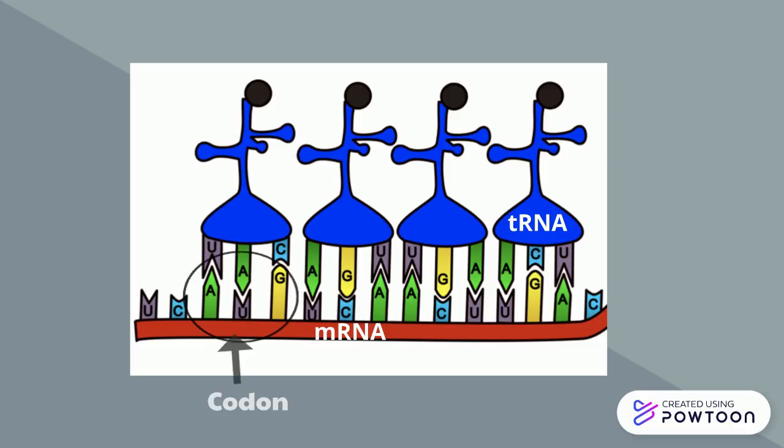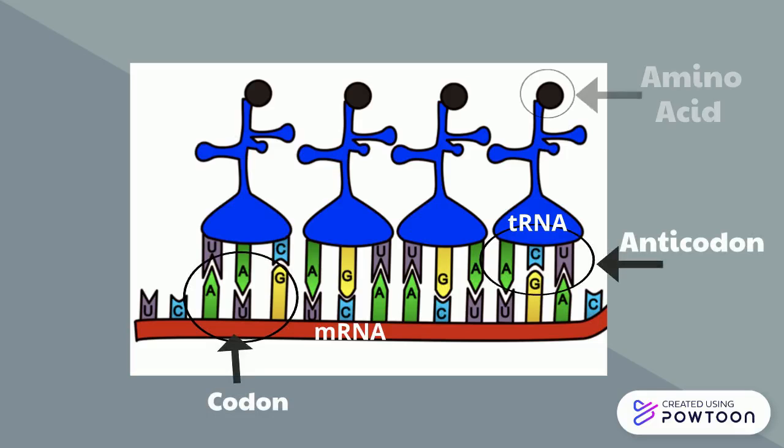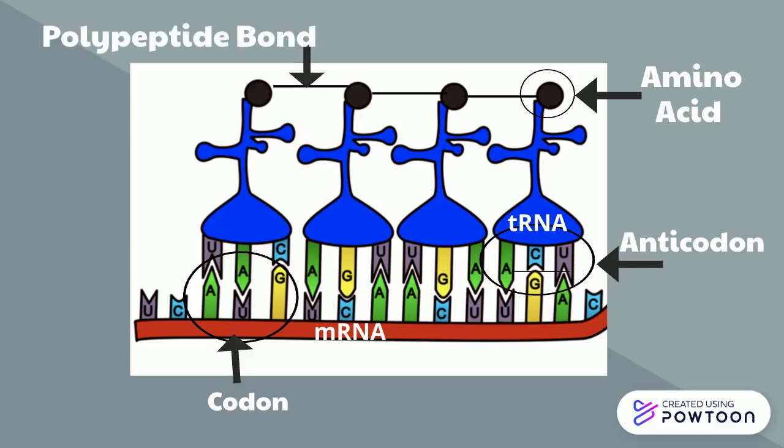Translation occurs in the ribosome. The codon is read on the messenger RNA. It's three base pairs. The transfer RNA then brings in the anticodon, and the amino acid is joined together by the polypeptide bond. The key is to know that messenger RNA tells you the amino acid.